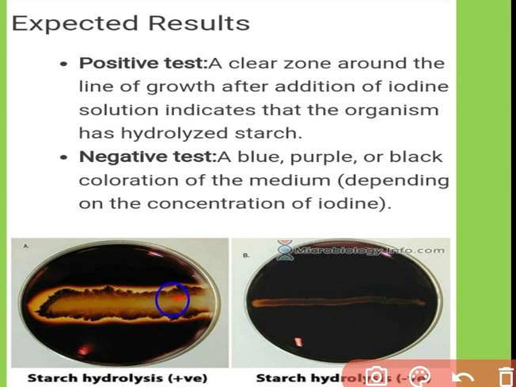It means during growth, the organism produces the enzyme amylase, and this enzyme acts on the neighboring starch, and the starch gets converted into glucose. So it gets diminished from the medium. So it does not react with the iodine and appears colorless.